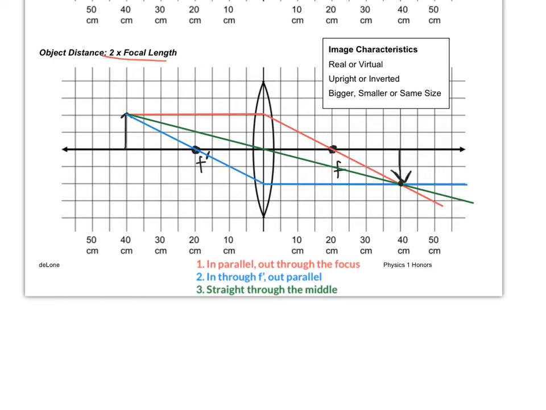We can draw it, and when we do our characteristics, we're going to see that once again it is real, it is inverted, but if we did this perfectly, we should see that the image is actually the exact same size. The object was here at 40 centimeters, 2 blocks tall. The image is here at 40 centimeters on the opposite side, also 2 blocks tall. It's just flipped upside down.